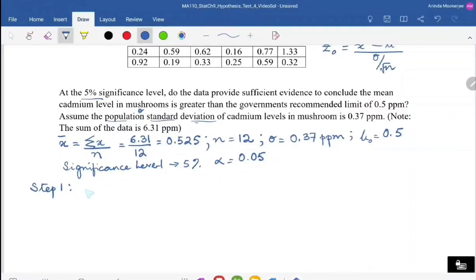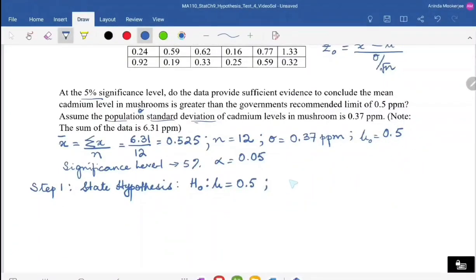Step 1 is state your hypothesis. That's the first step in any hypothesis test. And we have to state two hypotheses. One is the null hypothesis. The null hypothesis will say mu equals... the null hypothesis always has to have an equal sign in it. And you always have to state your null hypothesis using the population notation. Mu equals 0.5. That's our null hypothesis, what we wrote down here.